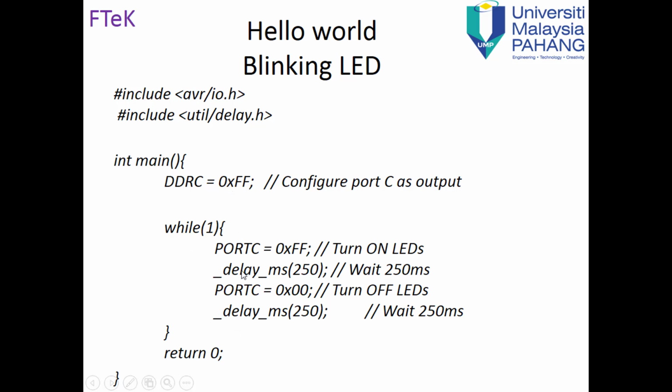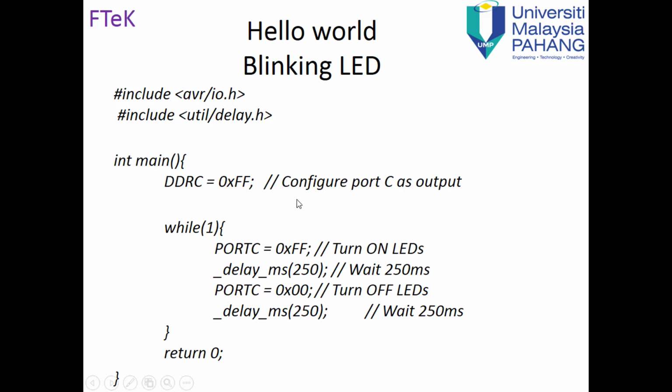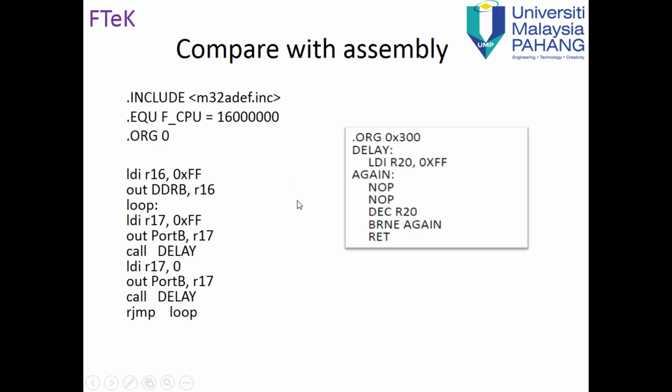Now in the loop, PORTC equal to FF means all the LEDs will be on. Delay. PORTC equal to 00 means all the LEDs will be off. Delay again and go back. So this is a continuous loop. Of course, if you compare these four-line programs with what we are supposed to do in assembly, you see how much simpler it is.